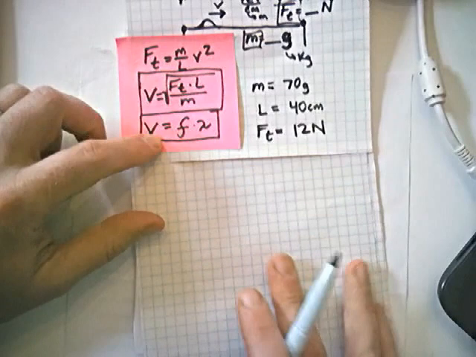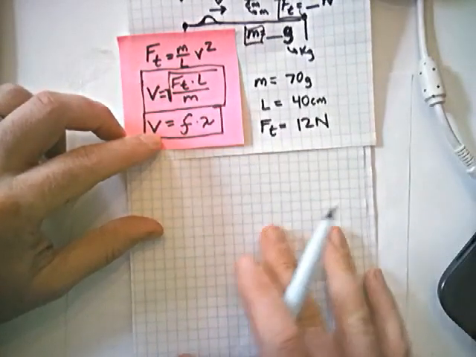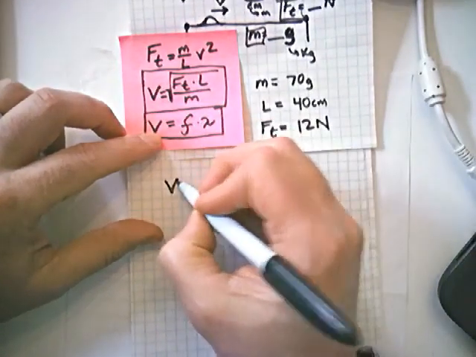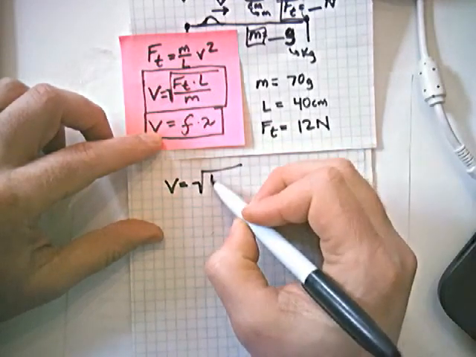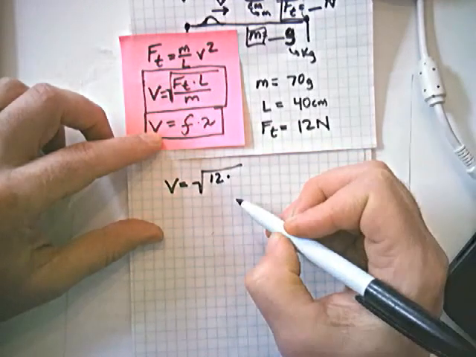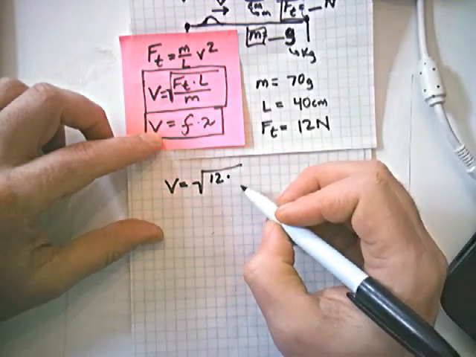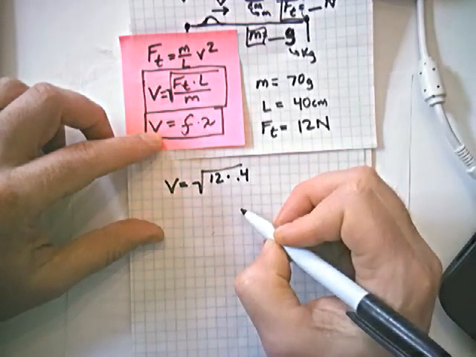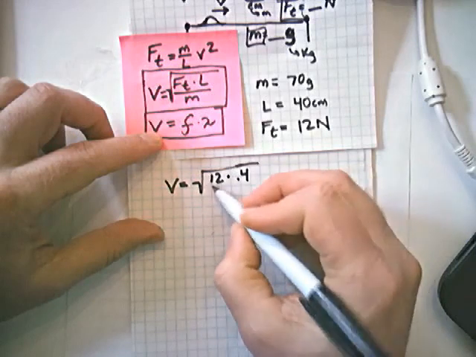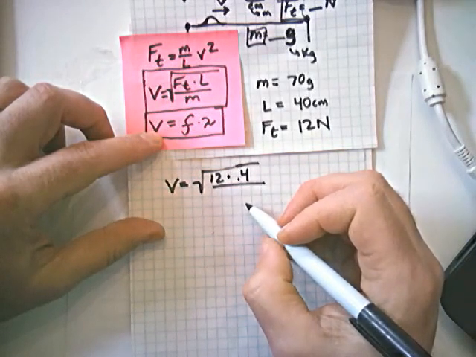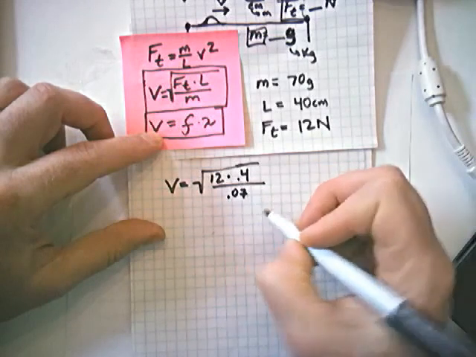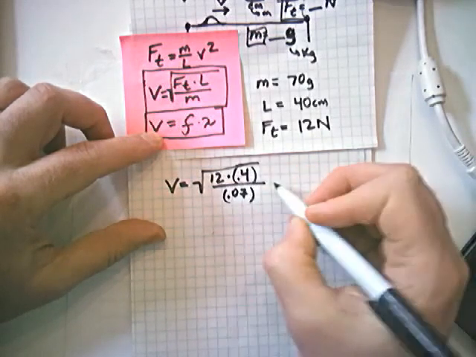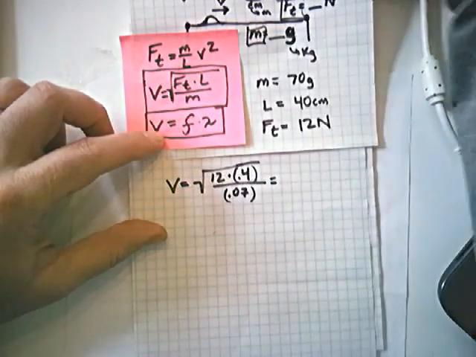So our formula that we just left off with, V is going to be equal to the square root. Now we're going to put our tension in, 12. Now before I put in my length, I've got to convert. So that's going to be 0.4 meters. 40 centimeters is 0.4 meters. Got to get the units to meters. And then we divide by our mass. And we got to go from grams to kilograms. So we end up with something like this that we can then plug into our calculator.